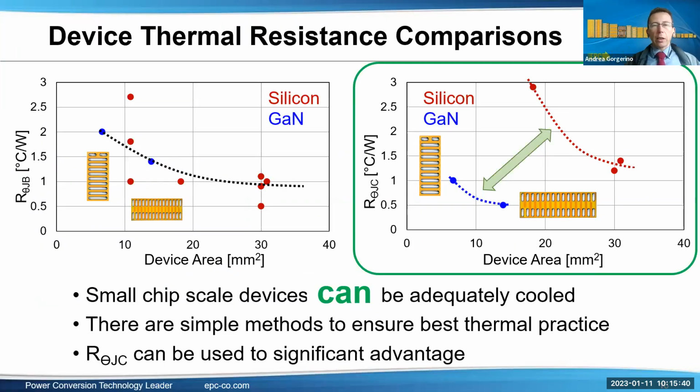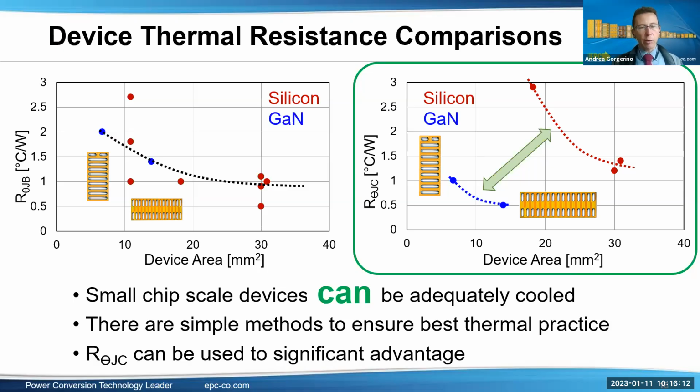So the next thing we want to look at is the thermals. I already mentioned there are 2 main paths we need to look at when we talk about thermals. The first one is from the junction to the board. And that's what we see here on the left-hand side chart. This is RTH junction to board versus device area. It has blue and red dots for silicon and GaN. Basically, they all sit on the same curve. It's proportional to the area. So similar behavior here when you talked about junction to board.